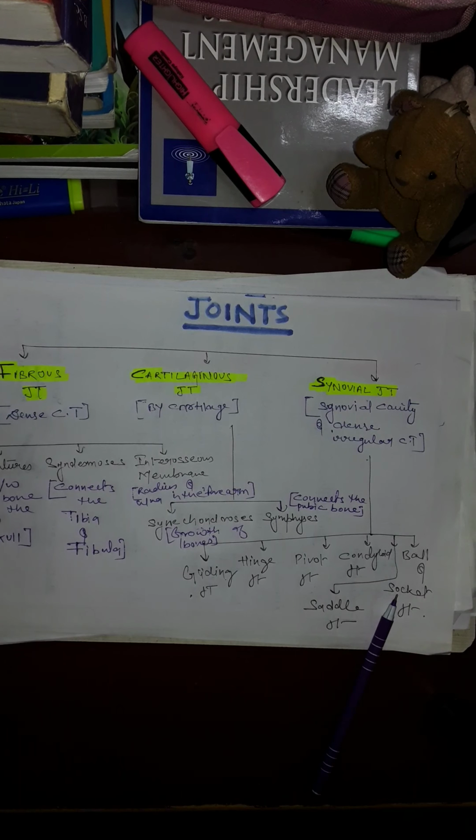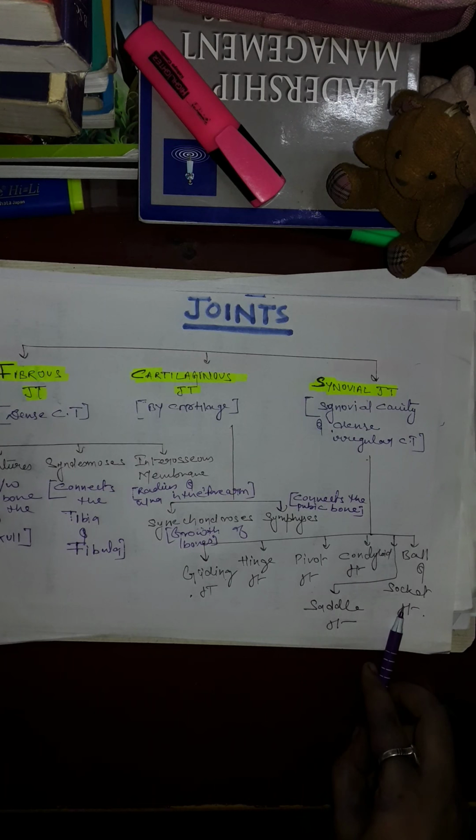And the last one is ball and socket joint. It is named so because the head of the bone is ball shaped and it articulates with the cup shaped socket of another bone. And the example of the ball and socket joint is shoulder and hip.